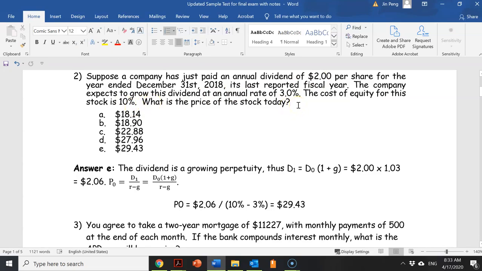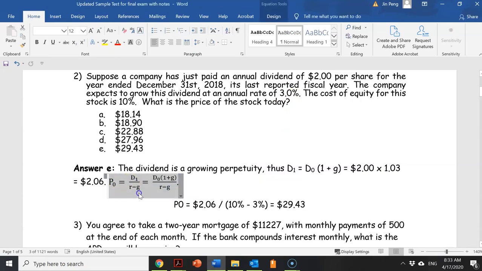So this should remind you of the constant growth model of the dividend discount model. Okay. And because this dividend is a growing perpetuity, we know it's gonna be growing at the rate of G, 3%. So we can just use the constant growth model, P0 equals D1 over R minus G. And we don't know D1 here, but we know D1 equals D0 multiplied by 1 plus G.